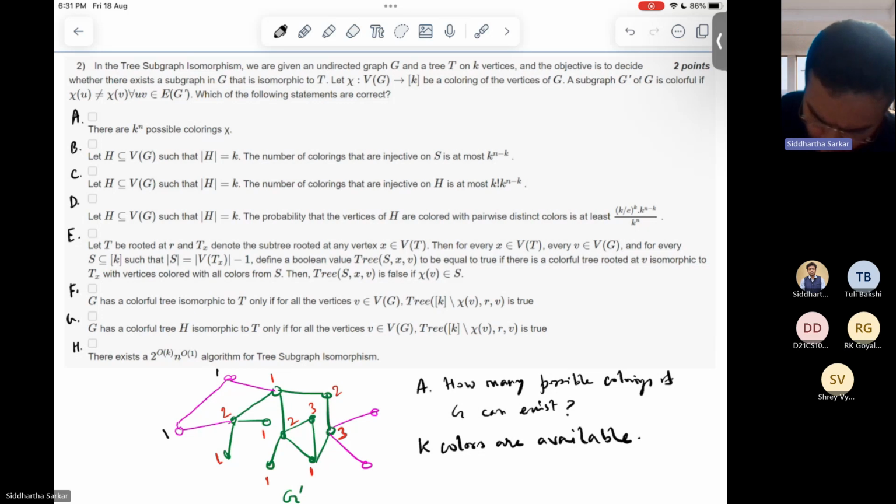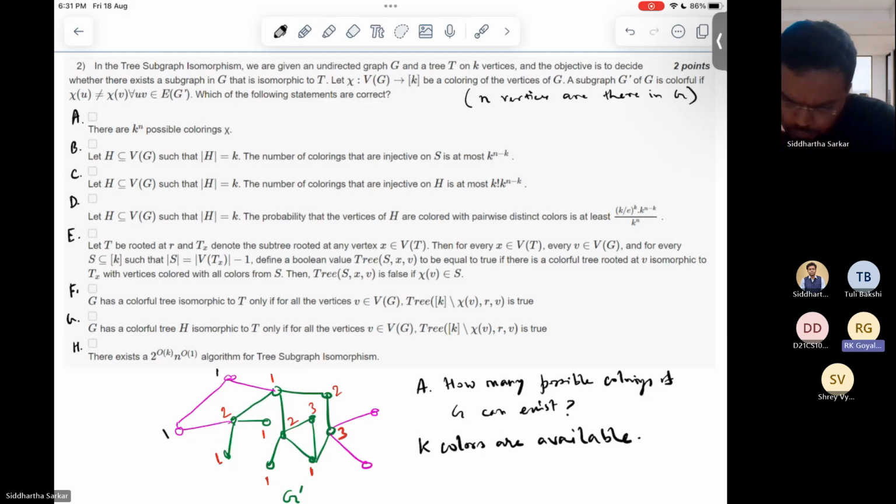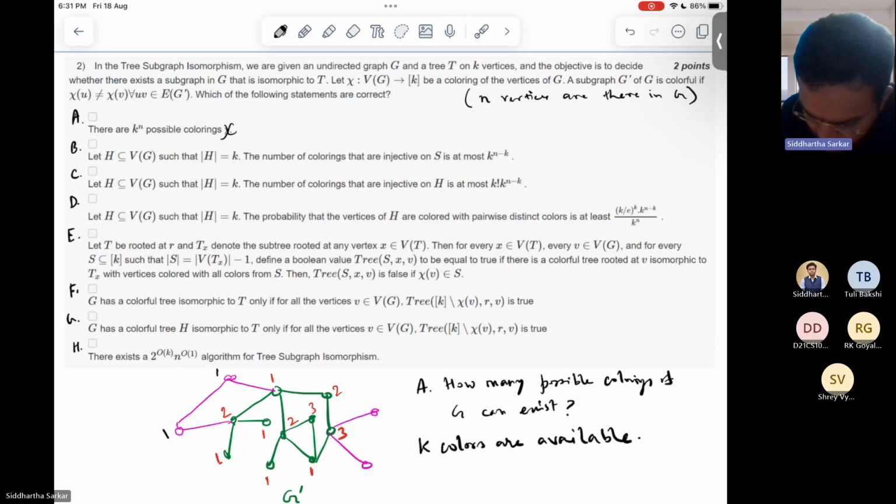Okay, sorry, I have picked this from the NPTEL website. So let us say n vertices are there in G. What this statement says is that there are k raised to the power n possible colorings chi. So how many functions are there? And I should make it more specific, I think, because this is not well formed. So there are k to the power n possible colorings chi, and chi is defined on G.